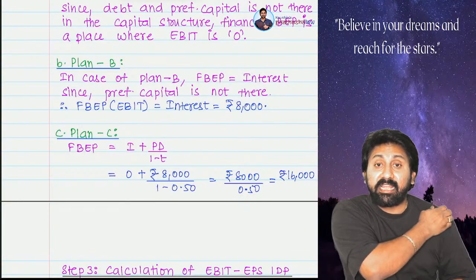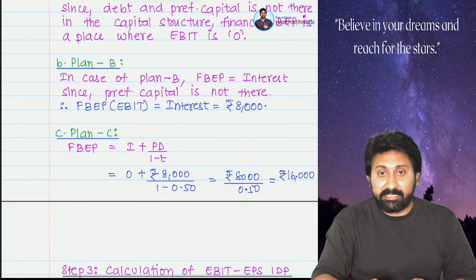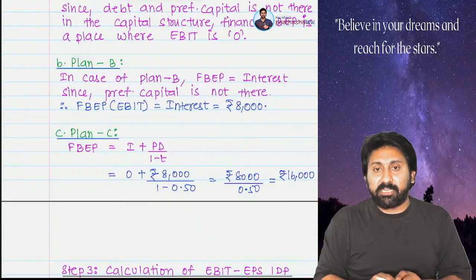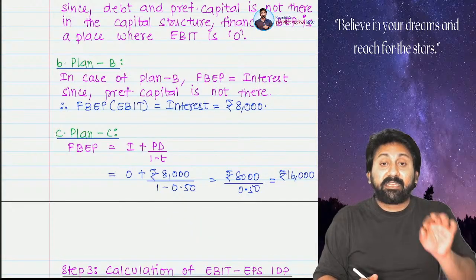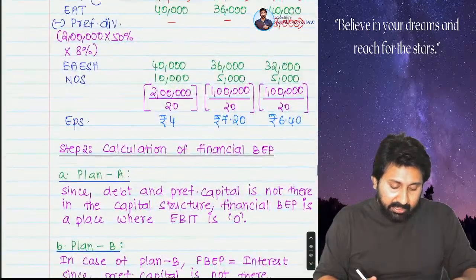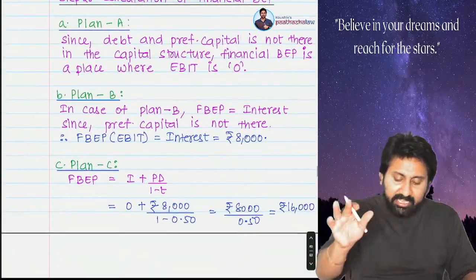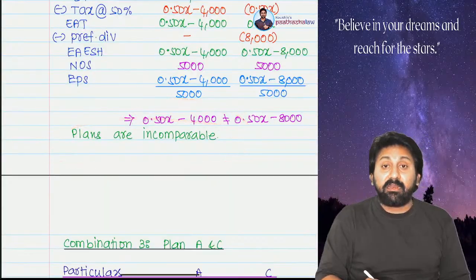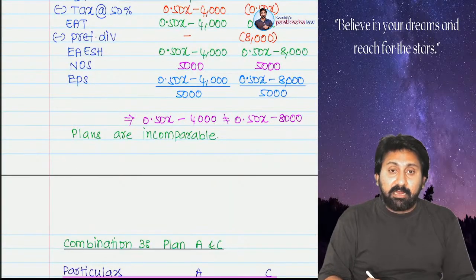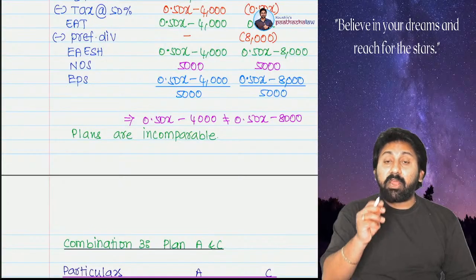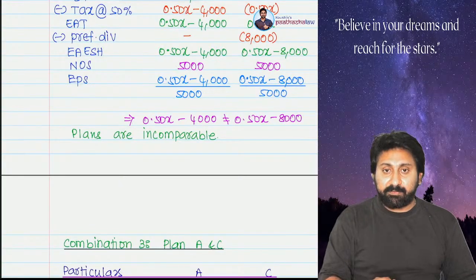because at the end of the day, our calculation is EPS, earnings per share. If shares are not there, why are you calculating earnings per share? Therefore, for the debt-preference combination the indifference point concept does not apply. Therefore, you need not do anything in the examination. Just write the answer that the plans are incomparable. You cannot compare those plans at all. Which two plans? You cannot compare the debt and preference plan.